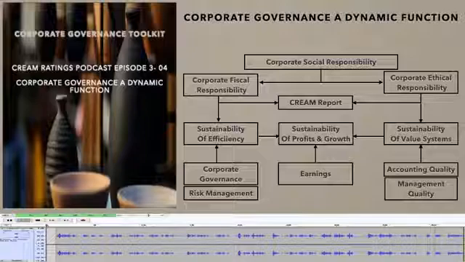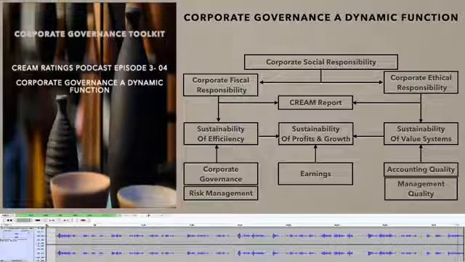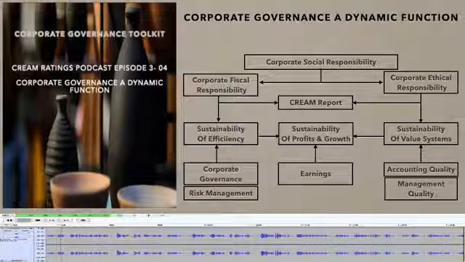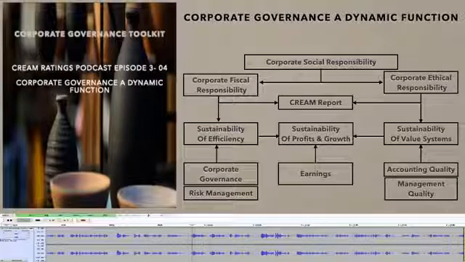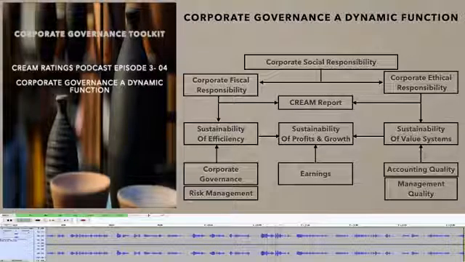Then you have accounting quality and management quality, any number of them. There are quite many. In fact, 170 process blocks which CREAM ratings analyzes. 12 are for earnings, 158 are from accounting quality and management quality. And they are the ones which give the base of sustainability of value system. Yes, sustainability of efficiency gives you profits, whereas sustainability of value systems gives you profits and growth.